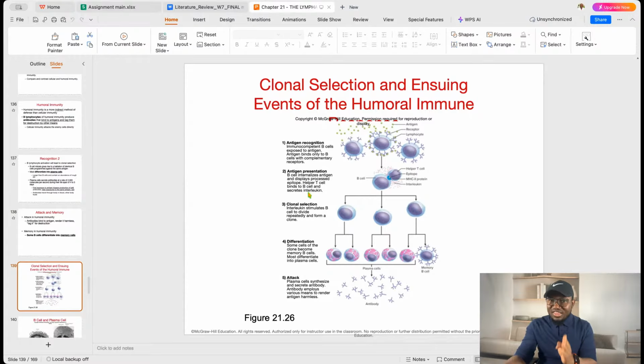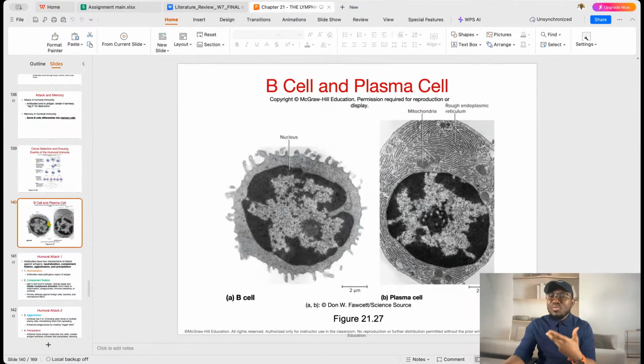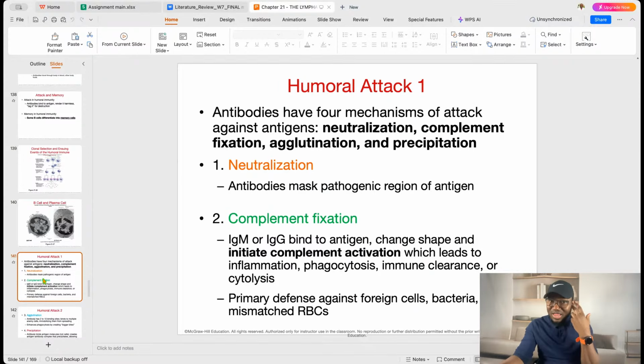You understand? This antigen recognition, this antigen presentation, this clonal selection, this differentiation, and this attack. All right? Because they need to be activated when they see the antigen. That's when they become what? Activated. So it's extremely important that you remember this. So this is the attack proper.